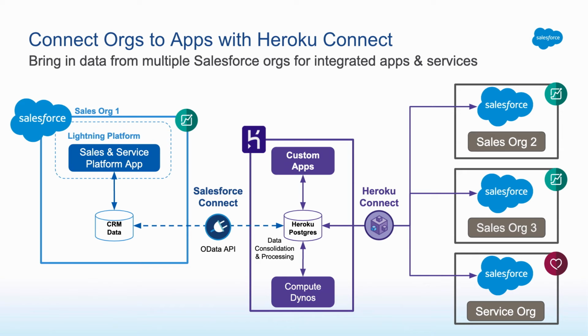I have a couple of sales orgs, org 2 and org 3. I have a service org down in the bottom right. Using Heroku Connect, I bring that all into Postgres. I can build any custom apps that I need, any external compute that I need to do aggregation or special calculations. And then I can use Connect to surface that into my main org, which is the central org of everything.